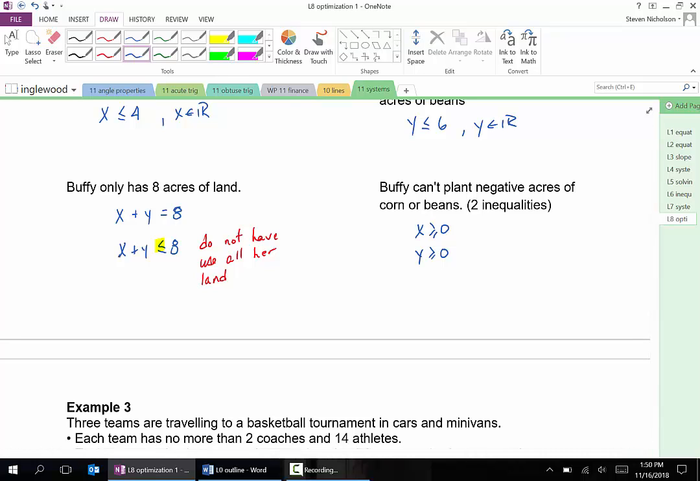So again, we're just reading the story today, and we're defining our variables. And again, each sentence in the story tells you something. And I'm cueing you right now, but eventually you have to put it together.